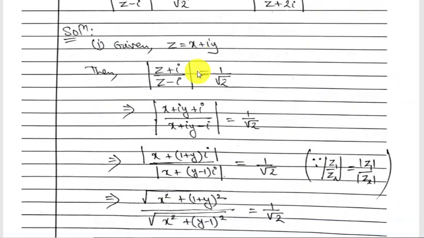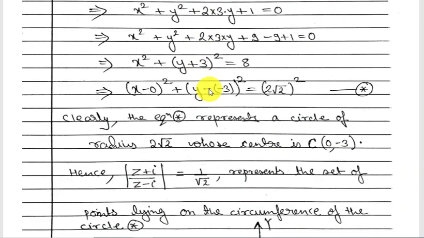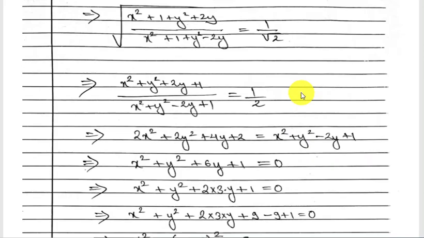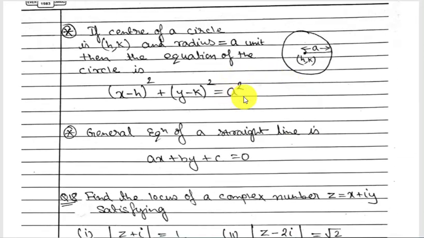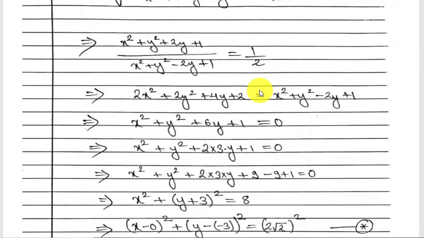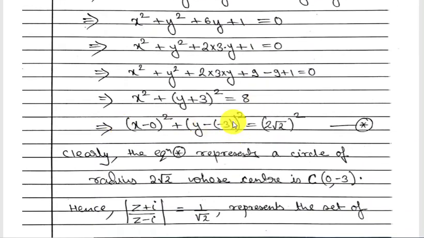Okay, that's why. So I'm trying to make that minus over here. So I got y minus minus 3 whole square, and this 8 can be written as 2 into root 2 whole square. Okay, because for the radius we write this a square. So now if you see, this is nothing but an equation of a circle, whose center is 0 comma minus 3 and whose radius is 2 into root 2.